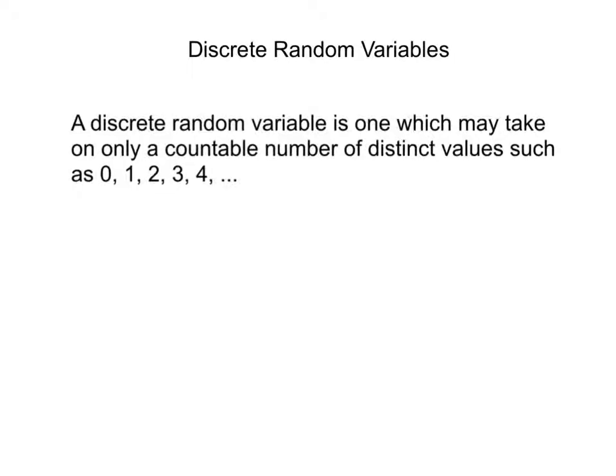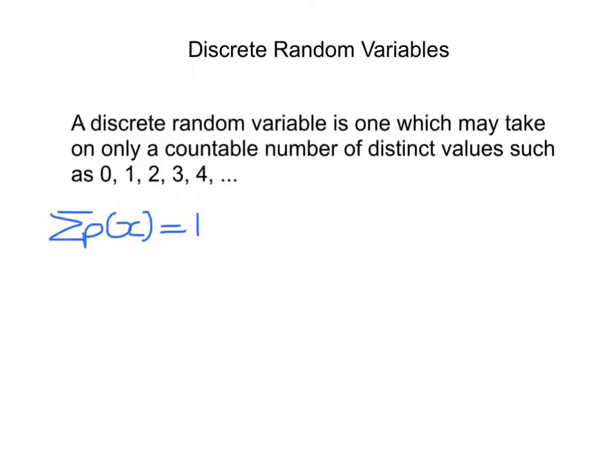A discrete random variable is one which may take on only a countable number of distinct values. So, for example, the x values could be 0, 1, 2, 3, 4. When dealing with discrete random variables, there are three formulas that we need to know. And the first one is that the sum of the probabilities must always be 1, and that's true for any distribution.